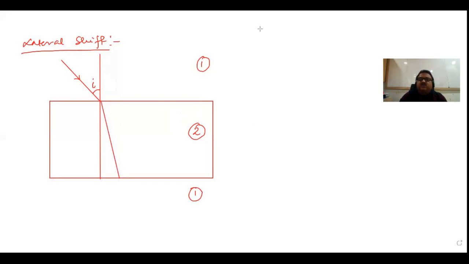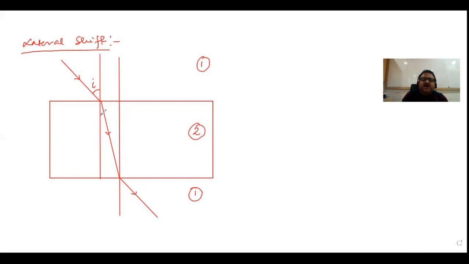Now, what to do? Again, draw a normal. Because it is very important to draw the normals, because in order to make the calculations, we require this. Correct? Now, what will happen? Light is moving from medium 2 to medium 1. That is again from denser to rarer medium. So it will bend away from the normal. Okay. So this is the path. Okay. So let's mark it first like this.